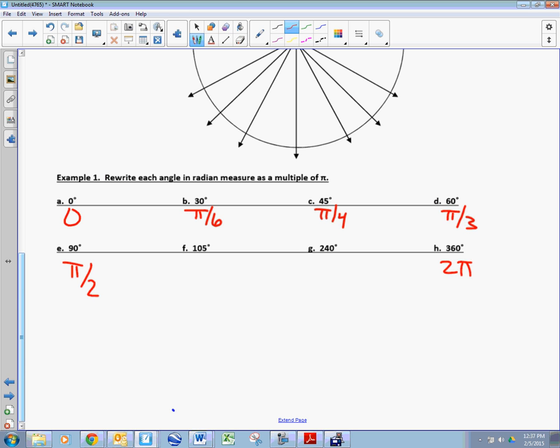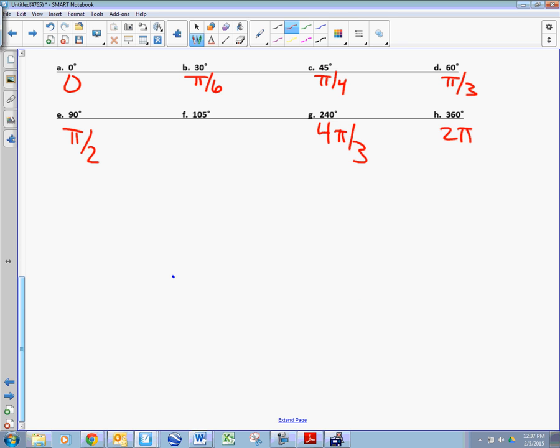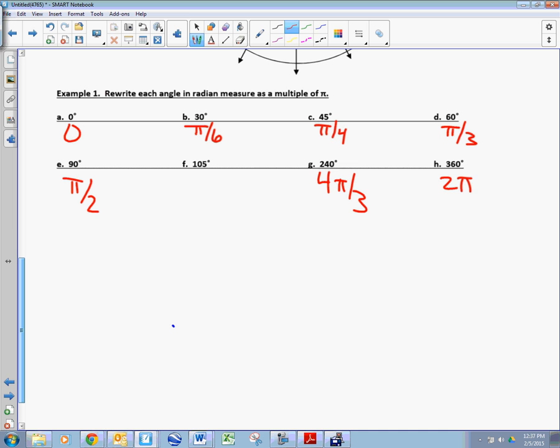So how about 360? 2 pi. 240: what divides evenly into 240? How many times does 60 go in? 4 times, so it's 4 pi over 3. That's the conversion process that I generally use. That goes rather quickly. However, if you're given 105 degrees, you don't see another one that goes in real easily.